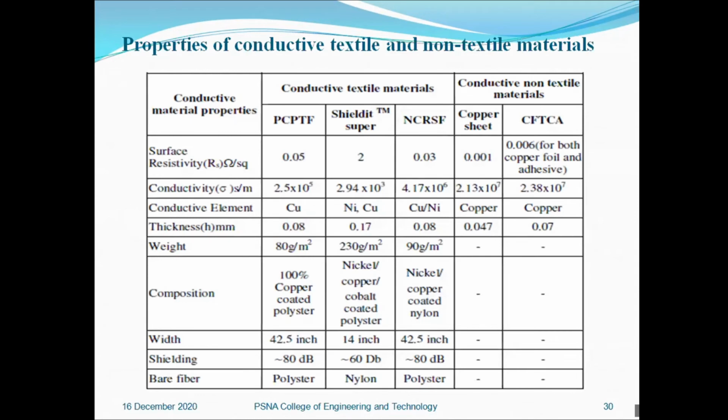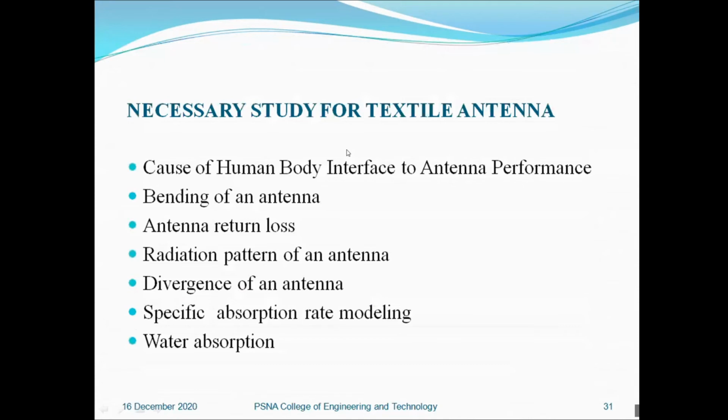So for these materials, there is the surface resistivity, for different types of conducting materials, conductive non-textile materials. All the different materials have their data sheet. Conductivity, what is the conductive element, what is its thickness, weight and all. Then with shielding, suitable for which one, all those things are readily available. So what are all the study?